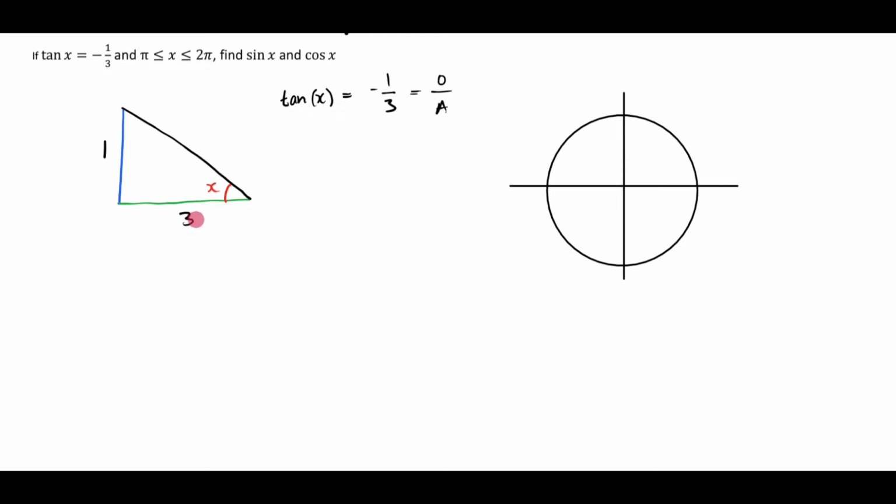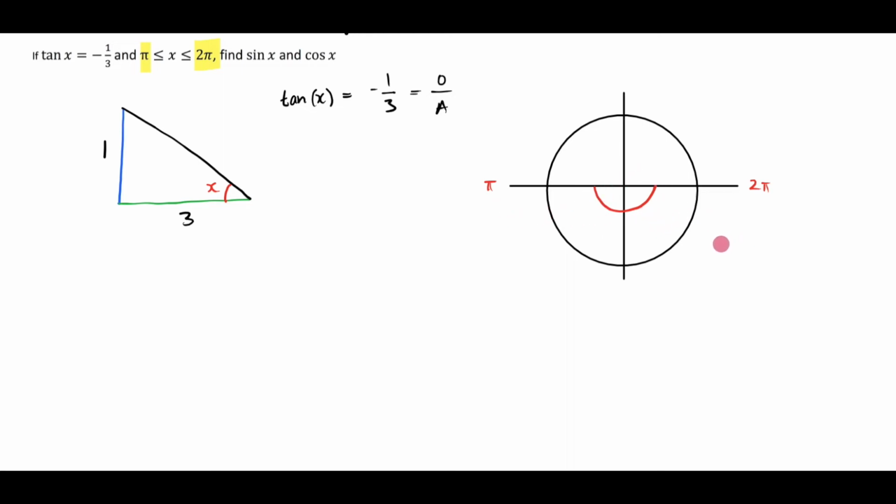Now, I have a negative here, so one of these has to be negative. But which one is going to be negative? We're going to figure that out by looking at my domain, which is between pi and 2 pi. So I'm going to come here, this is pi, this is 2 pi. So I'm looking at either my third or my fourth quadrant. I know that tan is negative in my fourth quadrant, not my third quadrant. So I'm looking at my fourth quadrant.